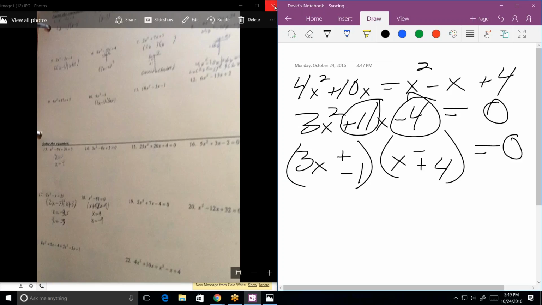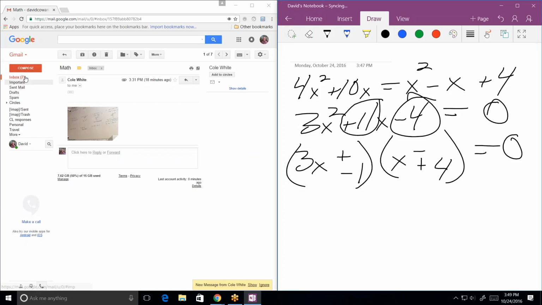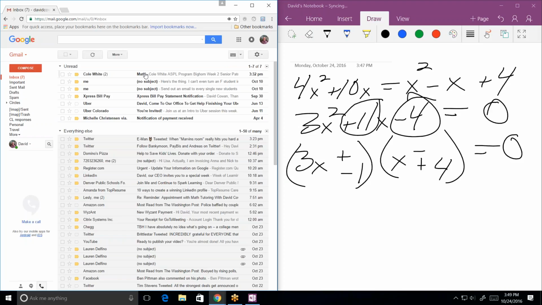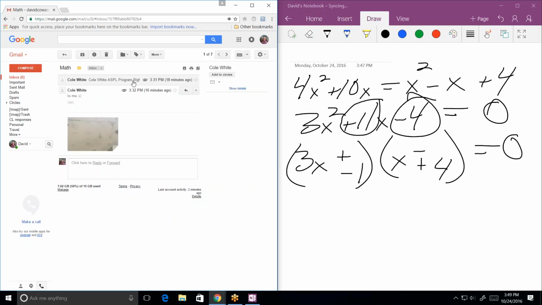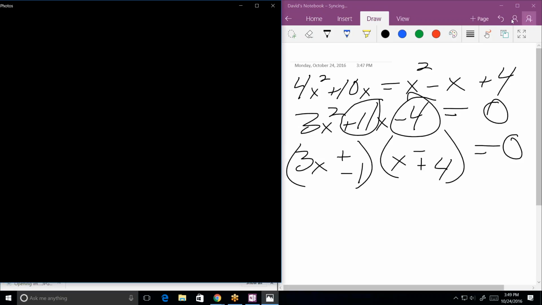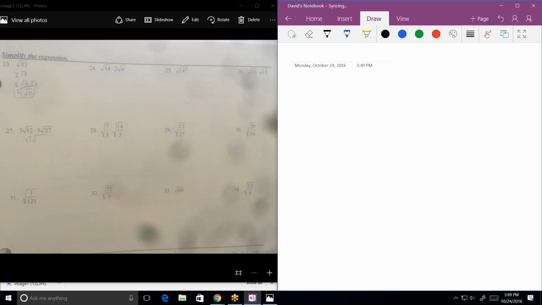All right, let's see. Did you send me a second picture? Yeah, I did. No, it's just the top part, just simplifying radicals. Yeah, I got it. All right. Now let's look at the first one.